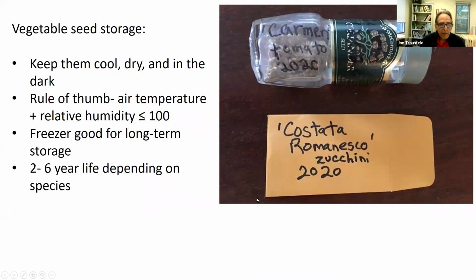And this is all very general. You really need to check the storage requirements for specific crops. In general, they need to be kept cool and dry and in the dark, preferably. I like glass containers. You can use coin envelopes. Always put the variety name, the cultivar name, on the storage container and the year that the seeds were collected. So this is the year the crop was grown and the seeds were collected.